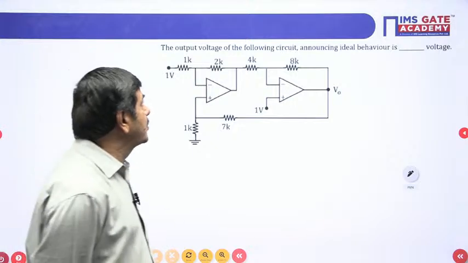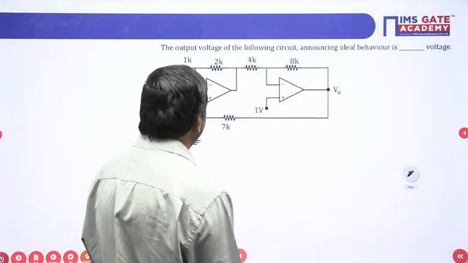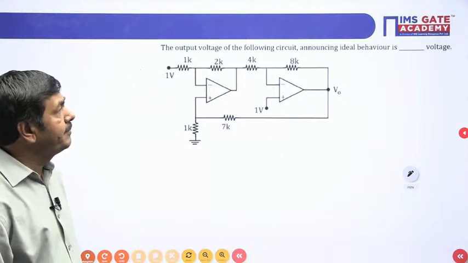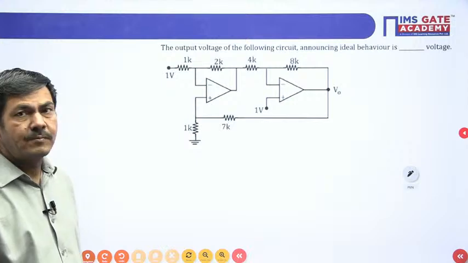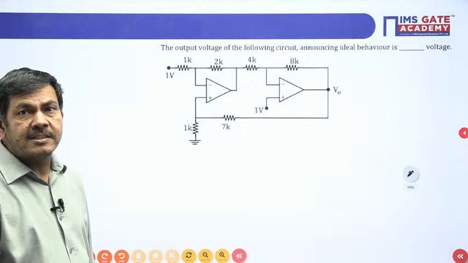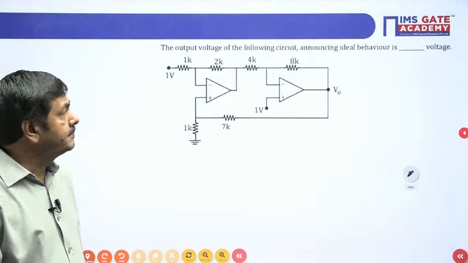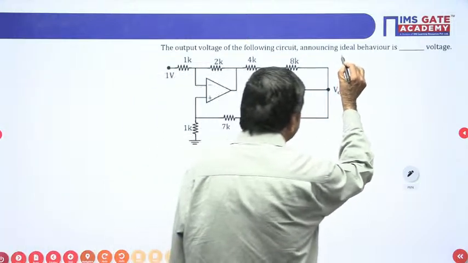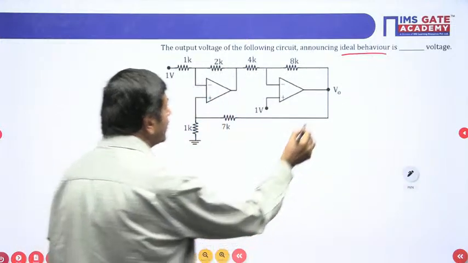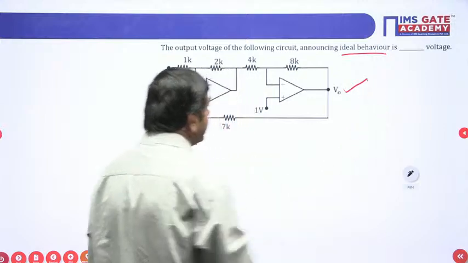So how to do this question, please watch now. The required output voltage of the following circuit, assuming ideal behavior, is dash volts. The given operational amplifiers are ideal, strictly given in the problem. Ideal behavior is specified in the problem itself. It is asking to find the output voltage, V naught.